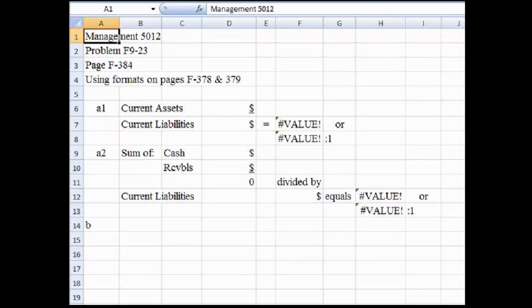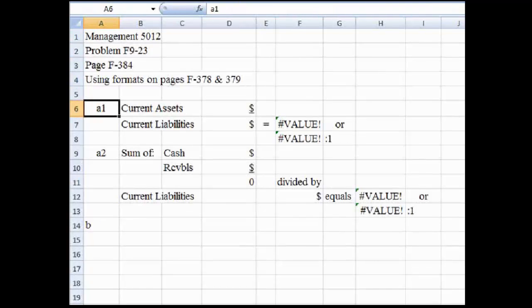A current ratio is simply analysis which divides the current liabilities into the current assets. This will yield an answer which can be expressed either as a single decimal number, usually to 2 decimal places, or is sometimes expressed as that same number to 1. We'll see that as we do this ratio.